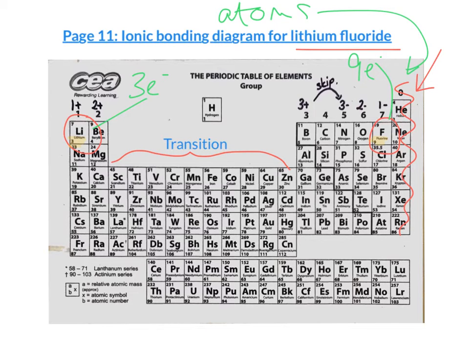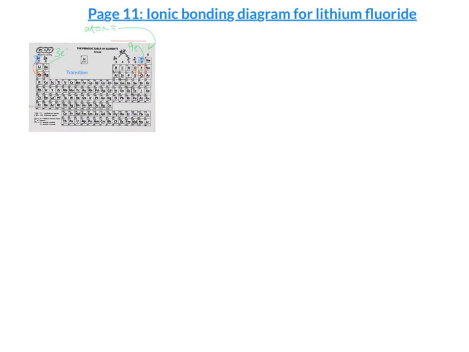So lithium starts with 3 electrons, fluorine starts with 9 electrons. By looking at the annotation that I've put in at the top, we can see that lithium is going to form a 1 plus ion, and fluorine is going to form a 1 minus ion. So that's really important. We're going to add that on. So this is really important to remember for the next step, okay?